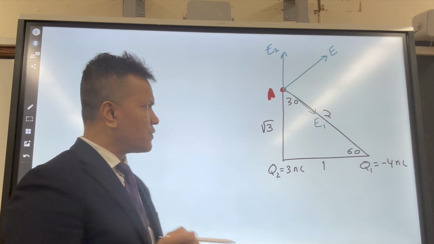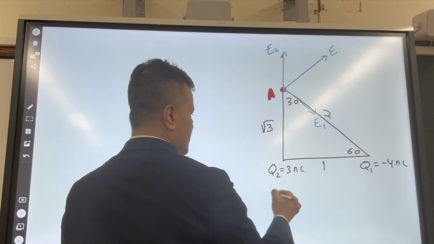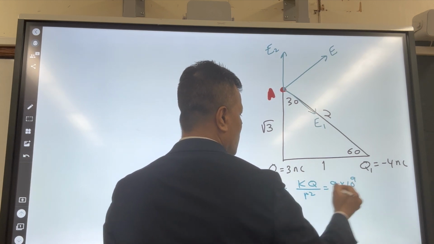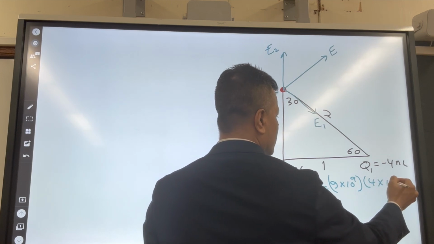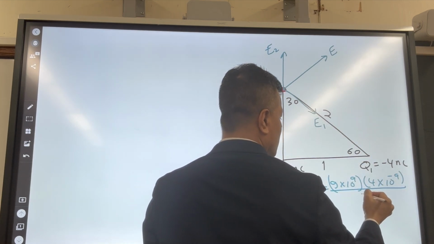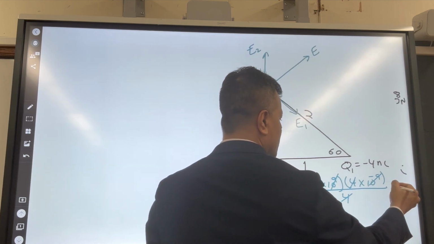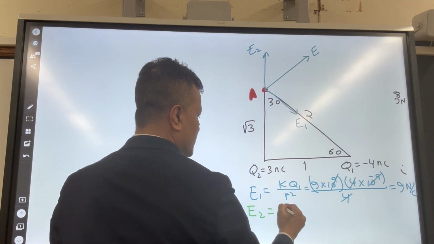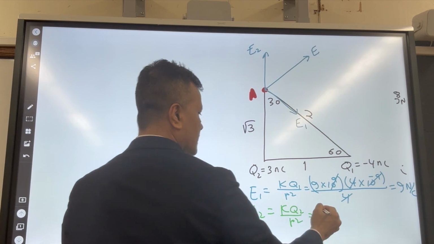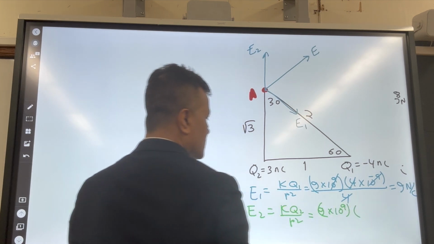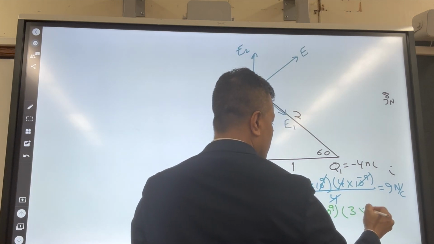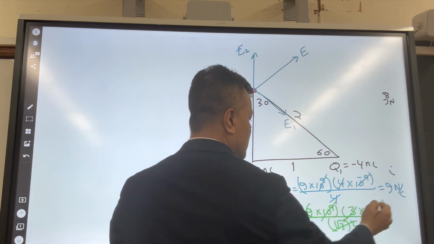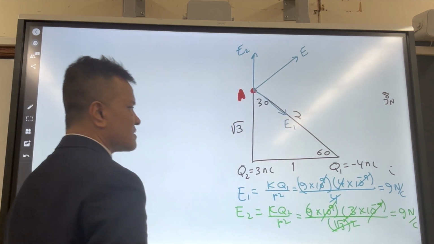To find E, first we have to find E1. To find E1, you write kQ1 over r squared. k is 9 times 10 raised to 9, Q1 is 4 times 10 raised to negative 9, and the distance is 2. 2 squared is 4, the 4s cancel. This is just 9 Newton per Coulomb. Now let's find E2. E2 is equal to kQ2 over r squared: 9 times 10 raised to 9 times Q2, which is 3 times 10 raised to negative 9, divided by square root of 3 squared. So the 3s cancel, and you have 9 Newton per Coulomb. Okay, E1 and E2, we found them.